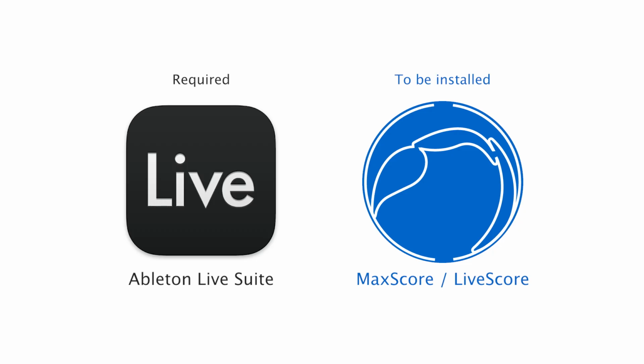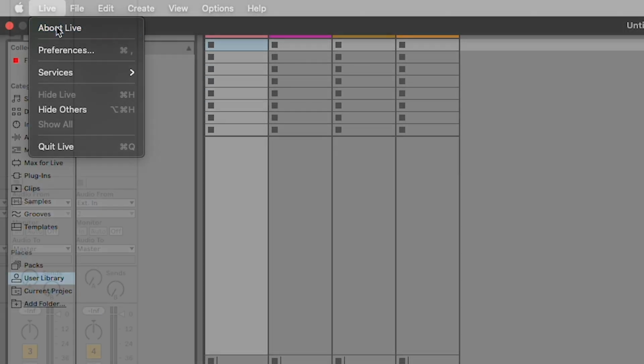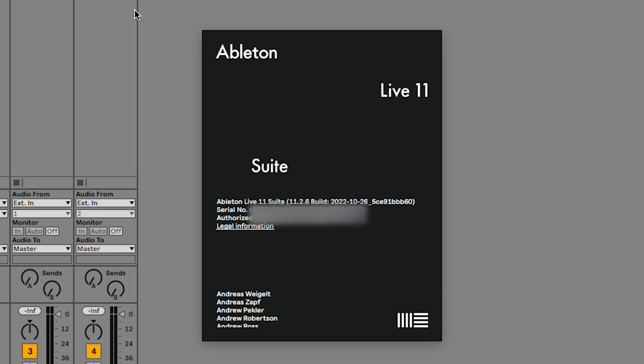In this video, we will walk through the installation process for LiveScore. To use LiveScore, we will need Ableton Live already installed on the computer with a license that supports Max for Live devices. Having Ableton Live Suite, we are good to go. We can check that by going to Live and About Live. Here we see that we have a licensed version of Ableton Live Suite. For more information, see the description below.